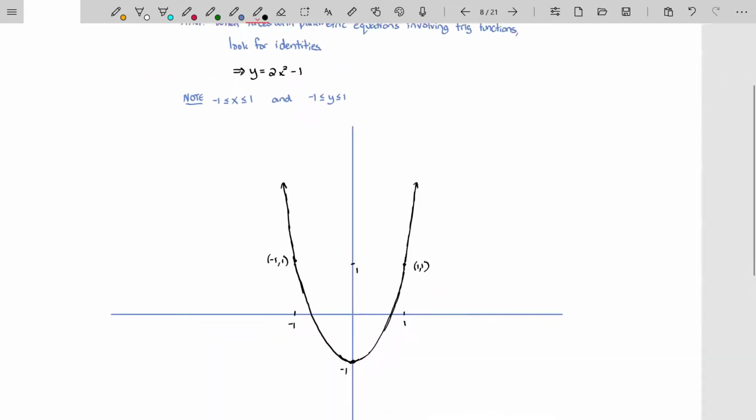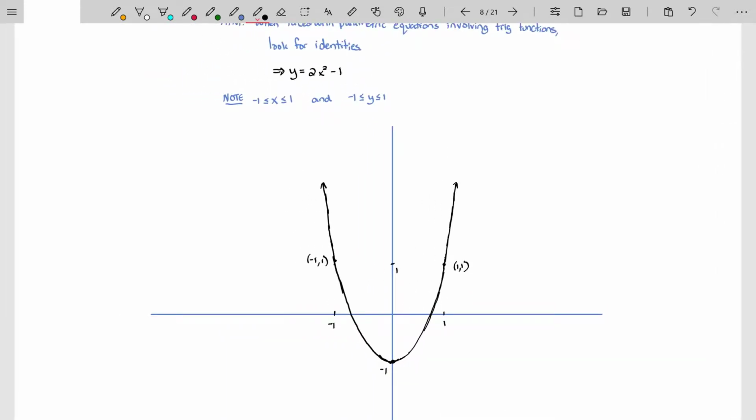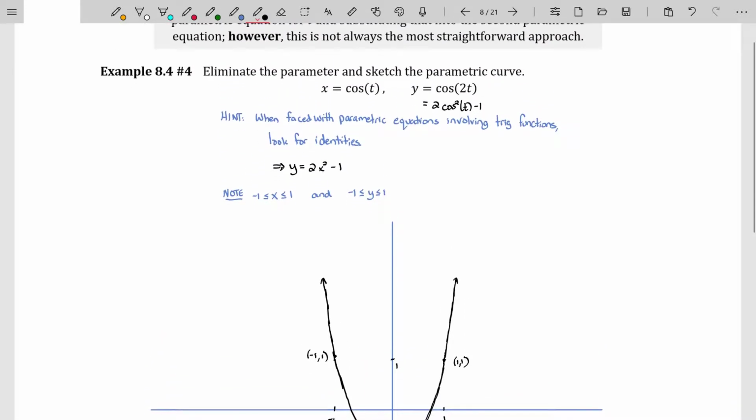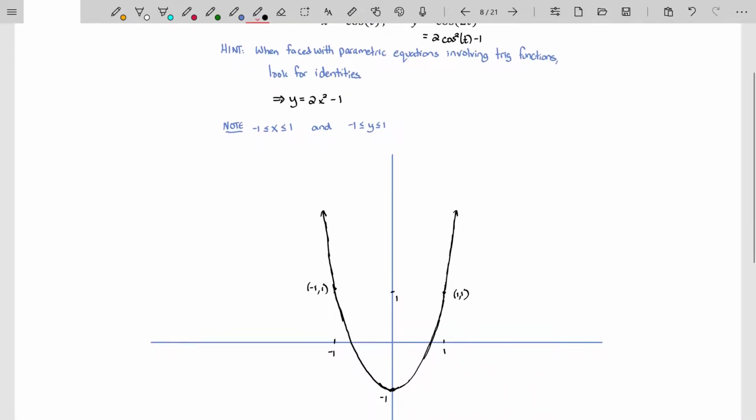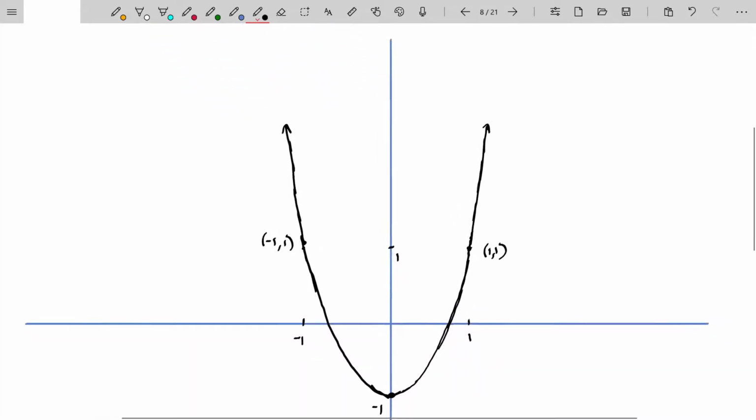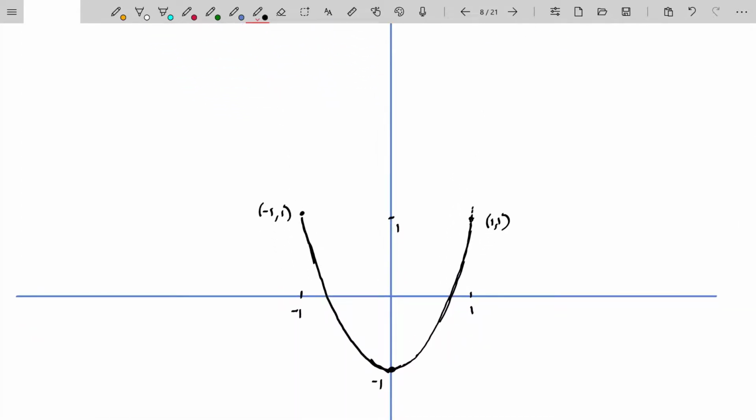All right, so that would be actually the graph of y equals 2x squared minus 1. However, that's not what we're graphing. We're graphing a set of parametric equations, specifically a set of parametric equations where the x values cannot go beyond 1 and the y values cannot go beyond 1. So I have to erase those little edges there. Let me go ahead and include these points. All right. So this is actually the graph of the parametric curve.